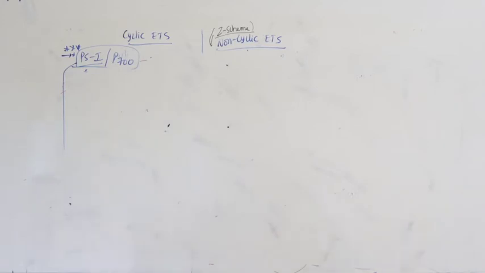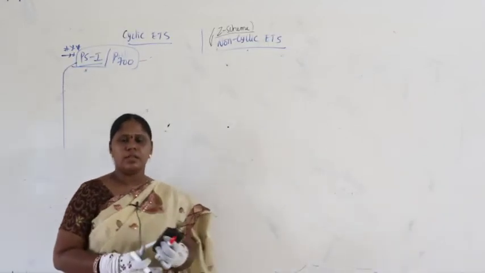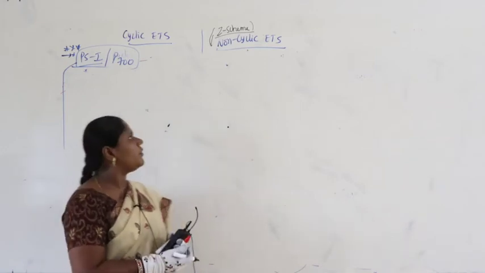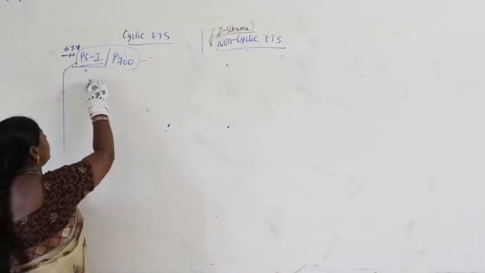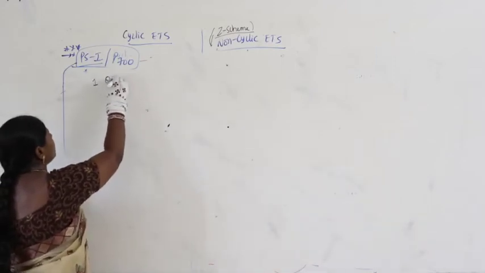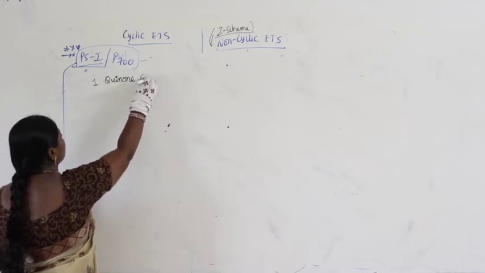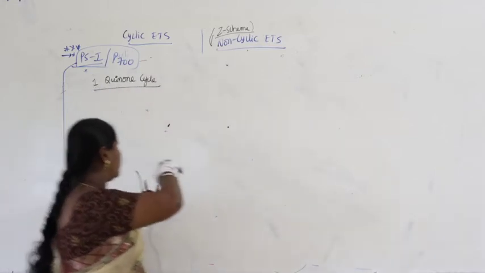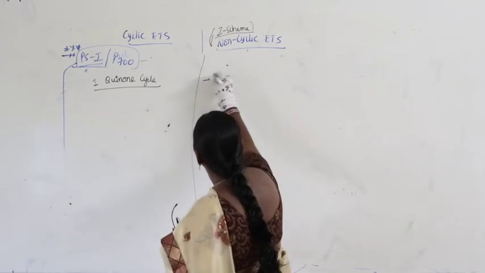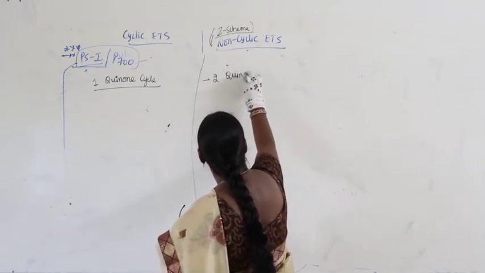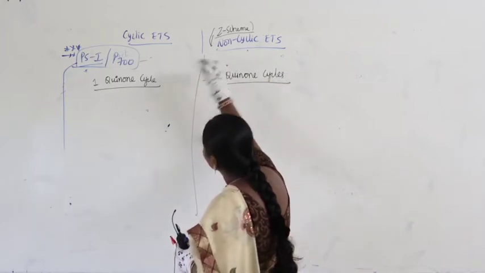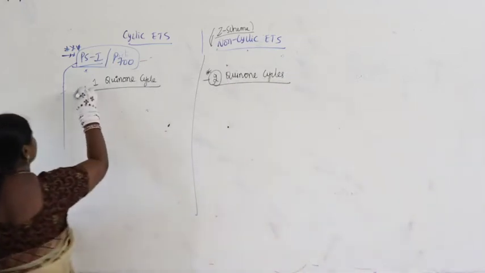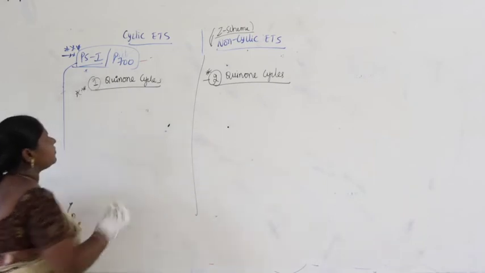Let us see even other differences. What are the other differences we have? So here in this case, what happens? Only one quinone cycle. Okay, coming to this, here we have two quinone cycles. One quinone cycle, but here two quinone cycles.